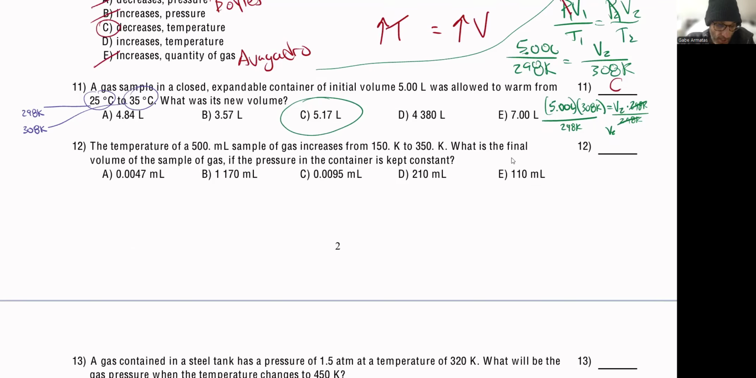Okay, so the temperature of a 500 milliliter sample increases from 150 to 350. What is the final volume? Again, we are seeing changes, so this is again going to be P1V1 over T1 equals P2V2 over T2. It looks like volume changes, temperature changes, and pressure is kept constant. So for volumes and temperatures, we have volume 1, 500 mils.